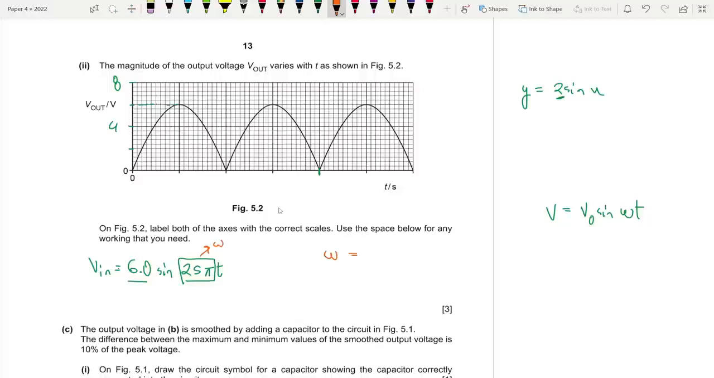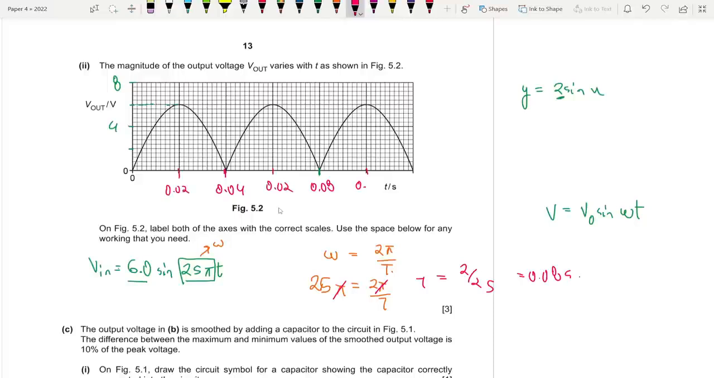So we know that omega is equal to 2 pi by the time period, right? So omega should be 25 pi is equal to 2 pi by T. We can get rid of the pi. What do we end up with? T is equal to 2 by 25. How much is that? 2 by 25 is 0.08 seconds. So this is basically 0.08 seconds, one time period. So this is 0.04 seconds, right? We don't need to write the second. So this is 0.02, 0.06, 0.10, 0.12. That is all. Do you guys understand? That's it.